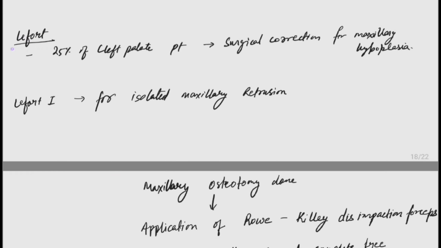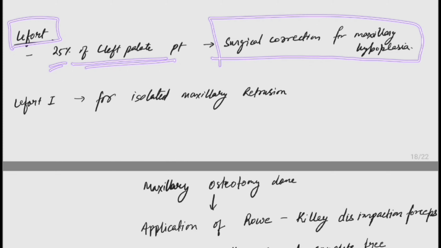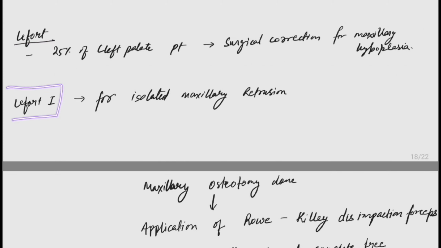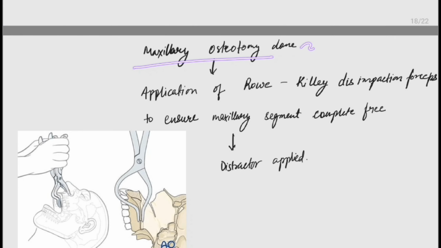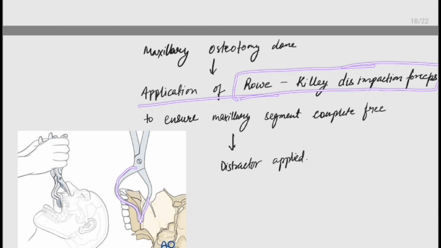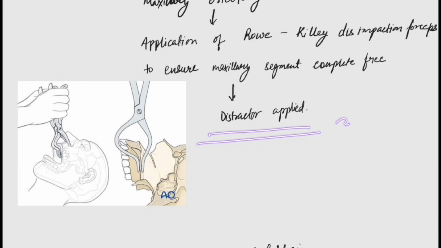Now coming to the Le Forts. In 25% of the cleft palate patients, there is need of surgical correction for the maxillary hypoplasia. For example, Le Fort 1 is ideal for isolated maxillary retrusion. Here we go for maxillary osteotomy. Then we apply Rowe-Kelly disimpaction forceps, and we ensure that the maxillary segment is completely free, followed by distractor application.